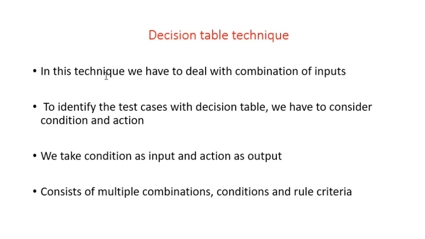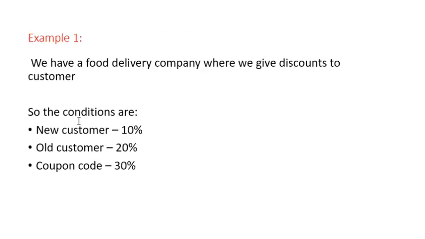Decision table technique. In decision table technique, we have to deal with a combination of inputs. To identify the test cases with decision table, we have to consider condition and action. We take condition as the input and action as the output. So a decision table consists of the multiple combinations, conditions and rule criteria. We'll understand more by looking into an example.